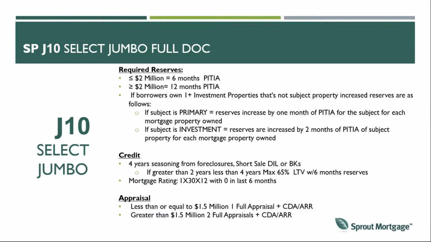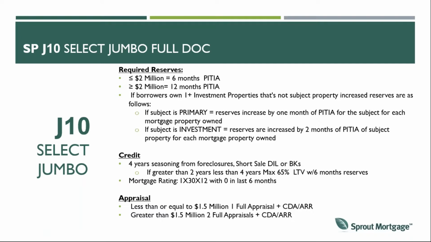Credit seasoning for the J10: 4-year seasoning from foreclosures, short sale, and deed in lieu or bankruptcies. Less than 4 years is permitted, but limits the LTV to 65% and will require 6 months reserve. We will allow a one-time 30 in the last 12 months on mortgage history, no late in the last 6 months.